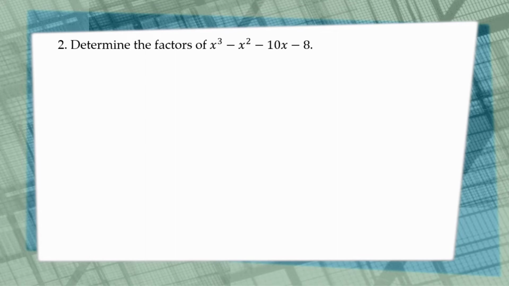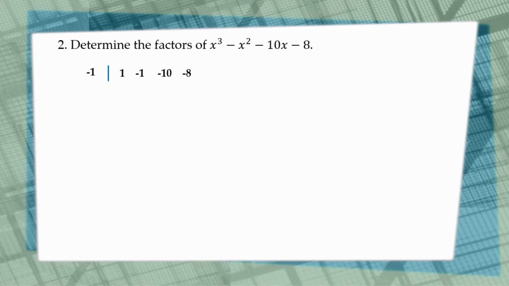Determine the factors of x cubed minus x squared minus 10x minus 8. I prefer to use synthetic division because for me this is the simplest and easiest way to find the factors of a polynomial. Since the given polynomial is already in standard form, just bring down all the coefficients.